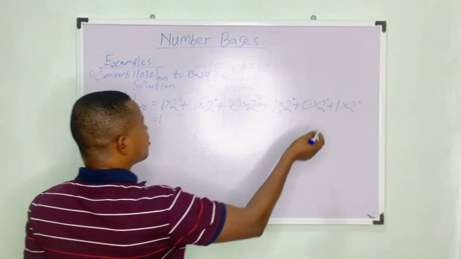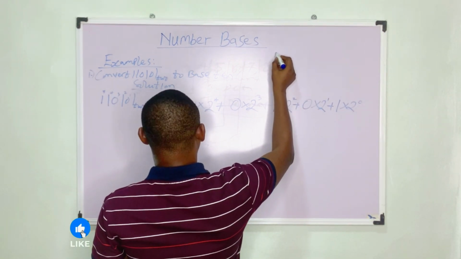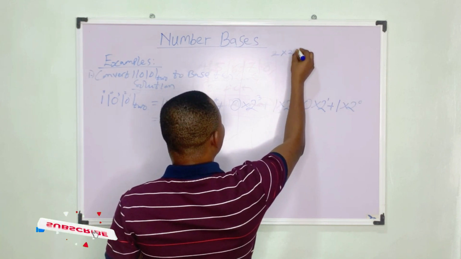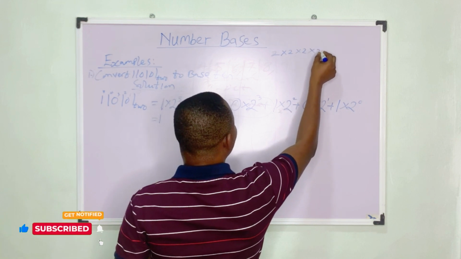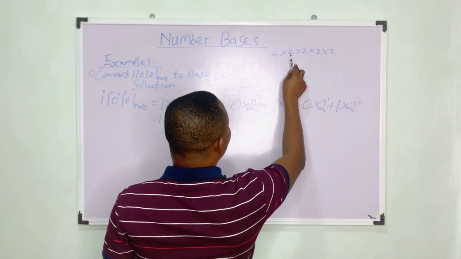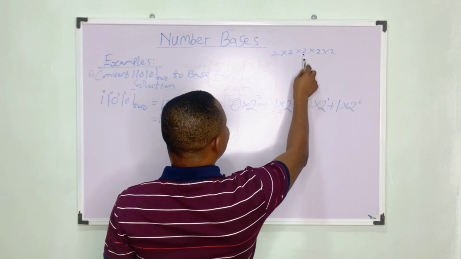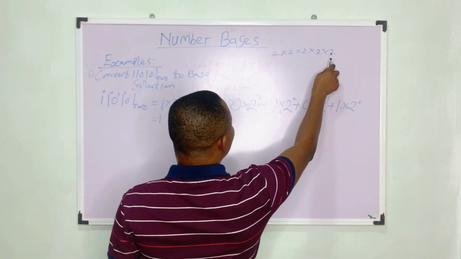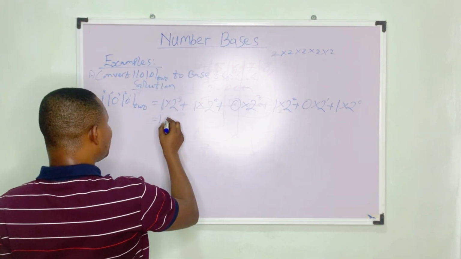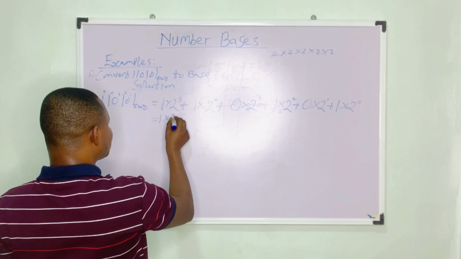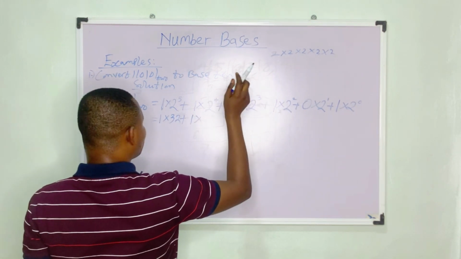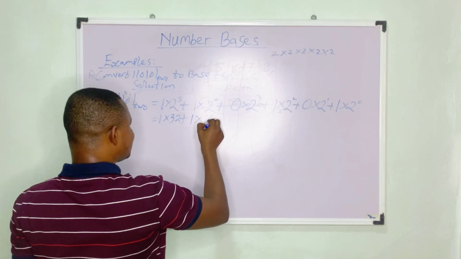Now, let's solve it here. 2 raised to the power of 5 will be 2 times 2 times 2 times 2 times 2. So 2 times 2 is 4. 4 times 2, 8. 8 times 2, 16. 16 times 2, that is 32. Which means 2 raised to the power of 5 will give us 32. Then plus 1 times 2 raised to the power of 4 will give us 16.